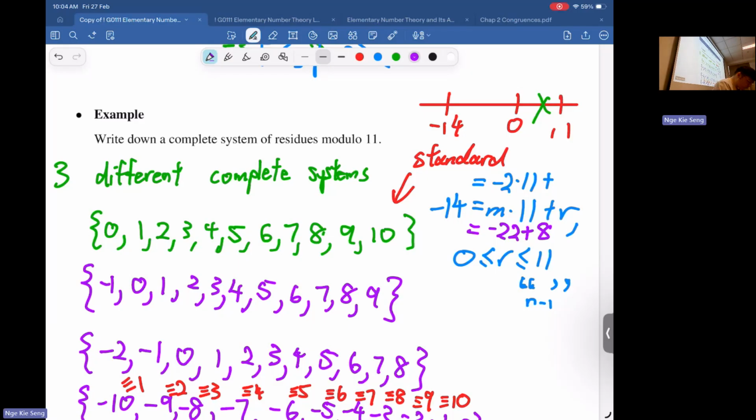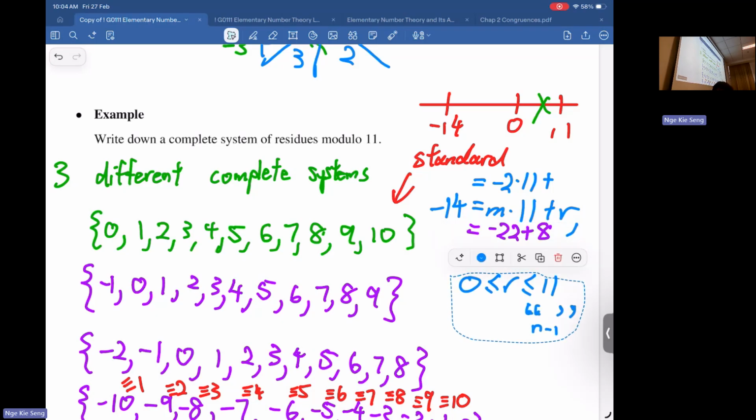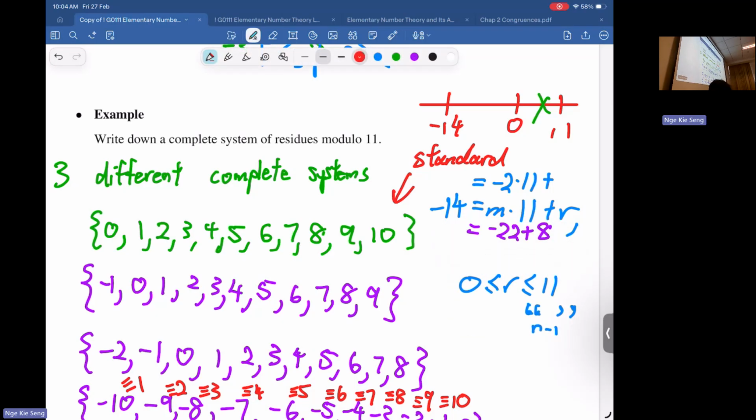If you make it too far, then it doesn't fulfill its purpose. So what do I mean by too far? Let's say I go to negative 33. Then how do I go back to negative 14? How much more do I need to add? 19? Yeah. Then 19 doesn't fall between the range of 0 and 11. Then it doesn't fulfill the purpose.